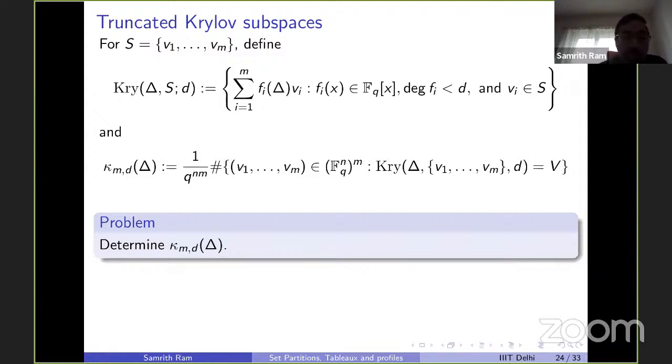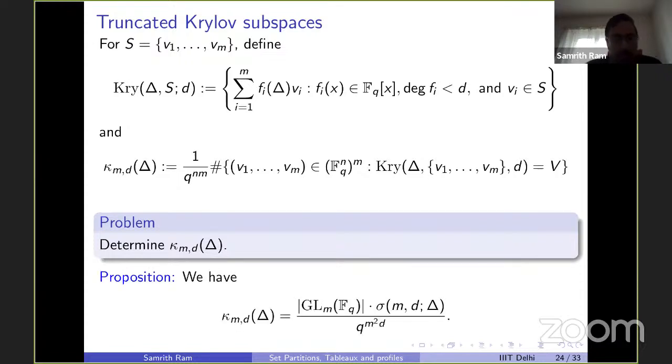It has been stated to be quite a difficult problem, and there are some specific cases where an answer is known, but maybe I'll come to them in a little bit. It is possible, however, to express this probability in terms of the number of splitting subspaces, and this is not difficult to prove. So being able to compute the number of splitting subspaces, sigma_{m,d}(delta), will give us the exact value for this probability.